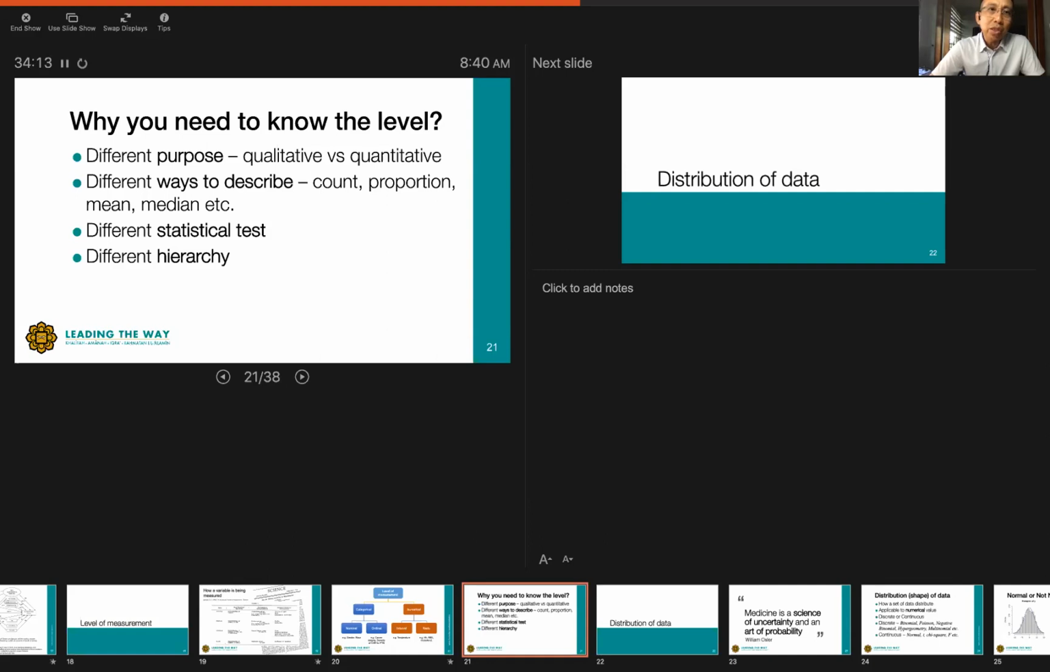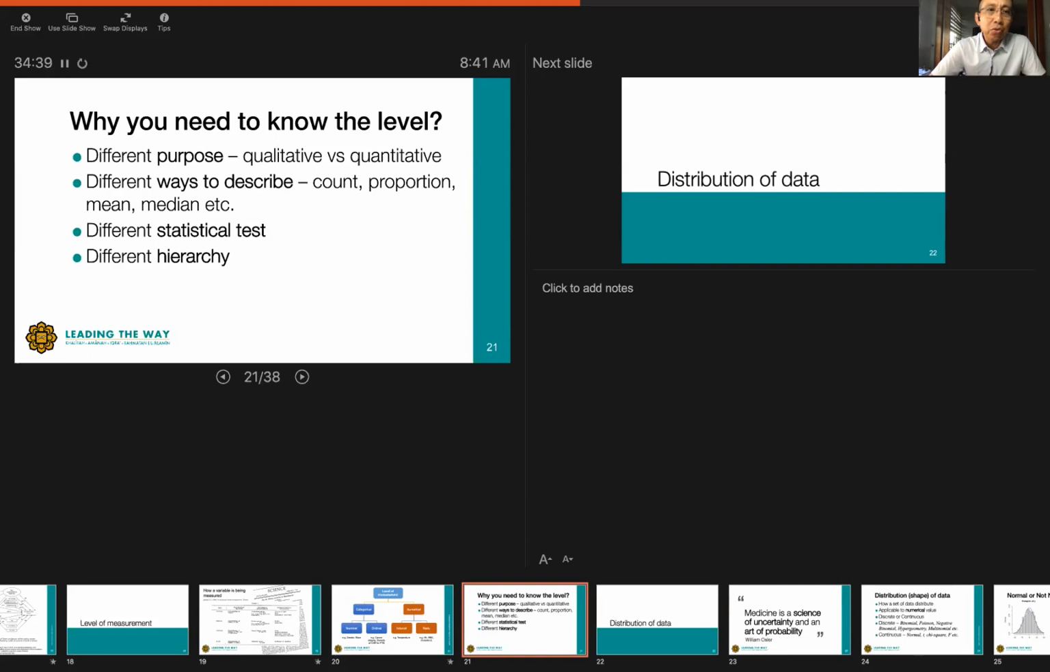So you must know, if data is qualitative, you do not use mean, you do not use median. If data is qualitative, you can use count, you can use percentage, but you cannot use mean. But if data is numerical, whether they are interval, ratio, you can use mean and median. And then the different measurement also will determine the different statistical tests.